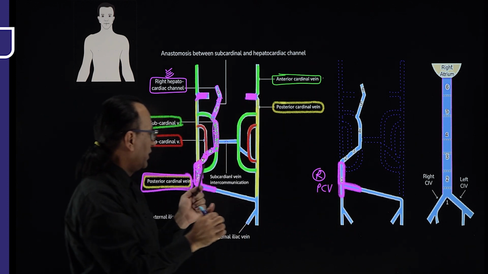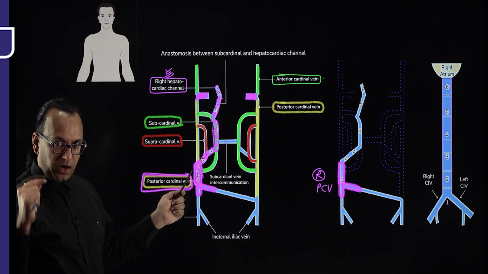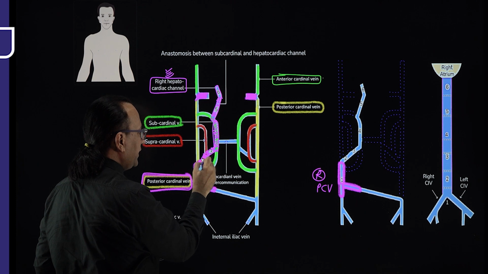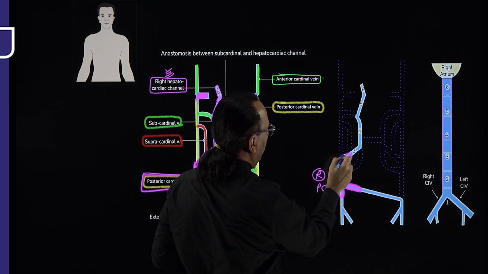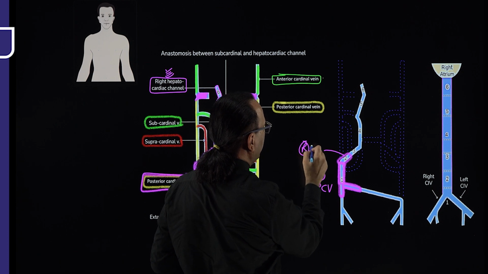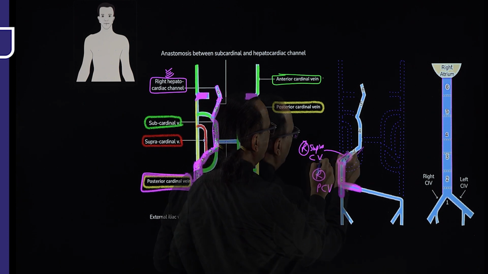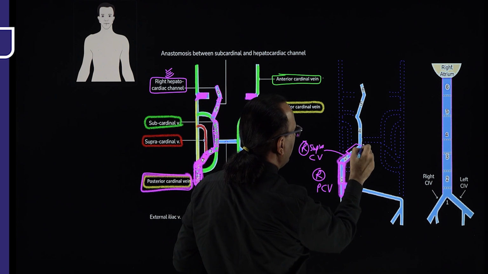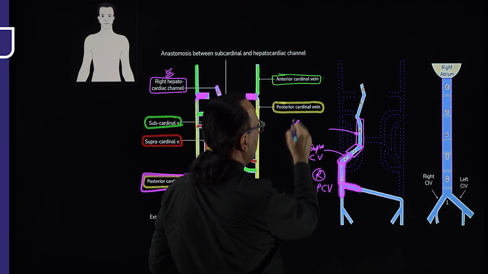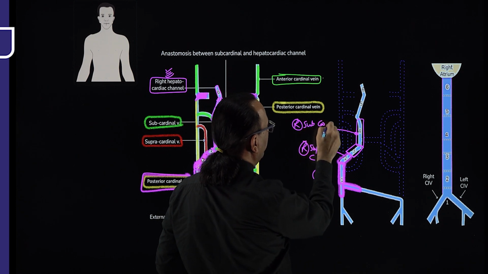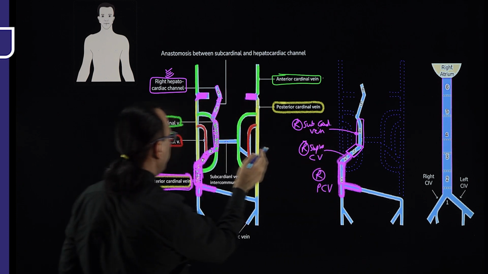And then we have the right-sided supracardinal vein. So here it is, the right-sided supracardinal vein, which can be shown here. Now this is the anastomosis with the right-sided subcardinal vein. So this is the right-sided subcardinal vein, which forms the renal segment of the inferior vena cava. So the same can be mentioned here.